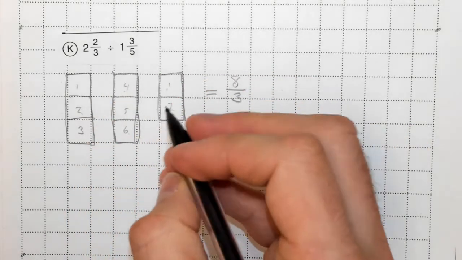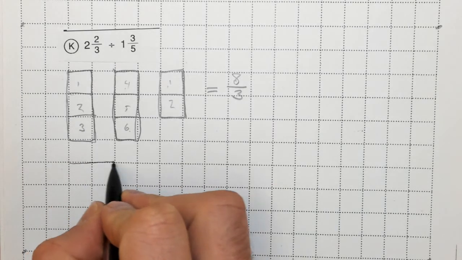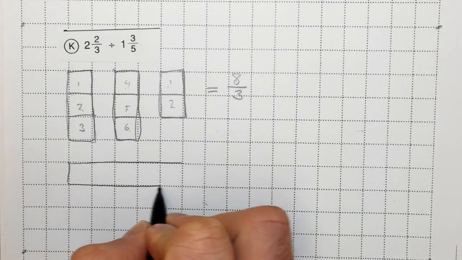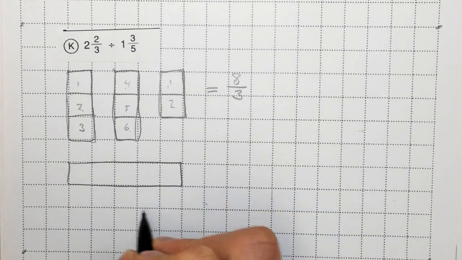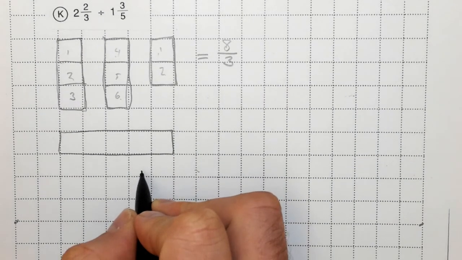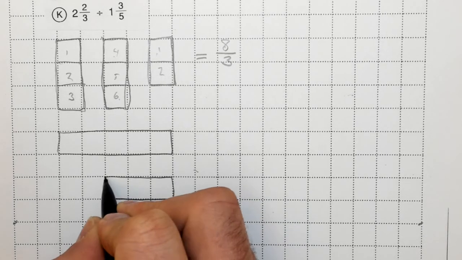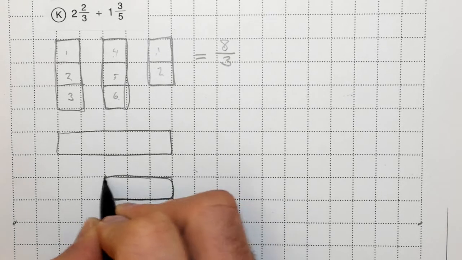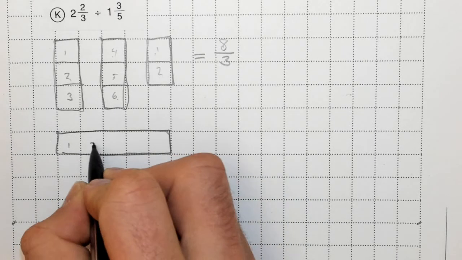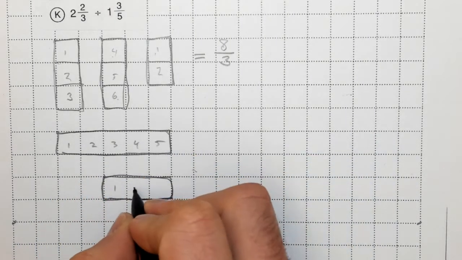Then 1 3/5, maybe I'll draw that one down here. 1 whole, right, 1 whole, and 3/5. I don't know if I'm going to fit in the camera, maybe I'll slide up. And 3/5, so just 3. So this time a whole is in fifths. We want to think, okay, 1 whole and 3/5. So 1, 2, 3, 4, 5/5, and 1, 2, 3.